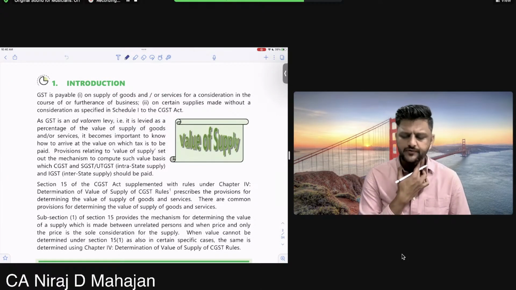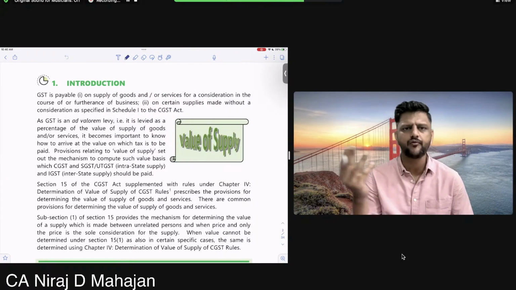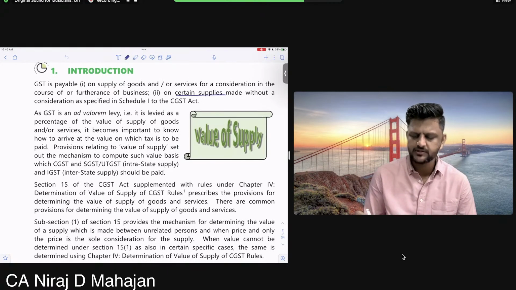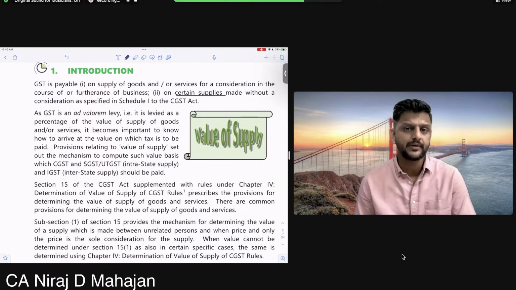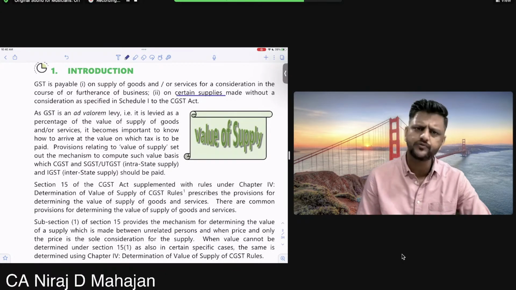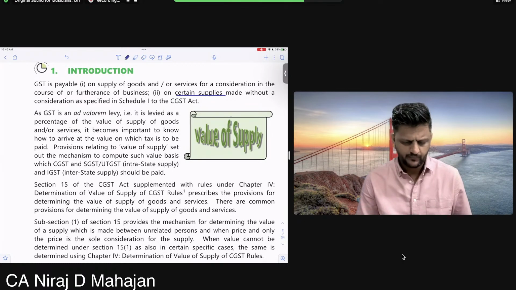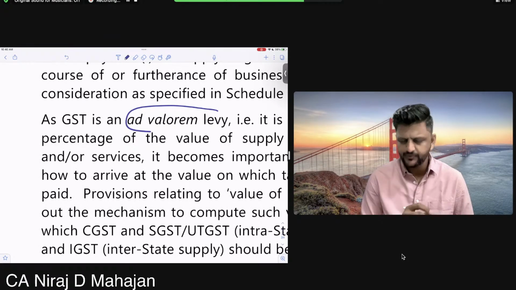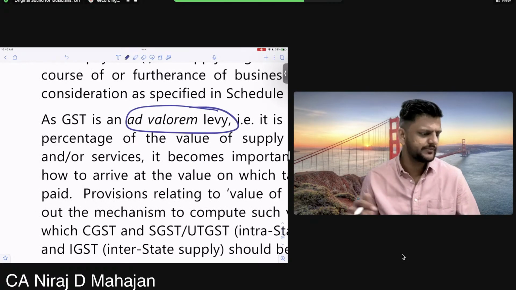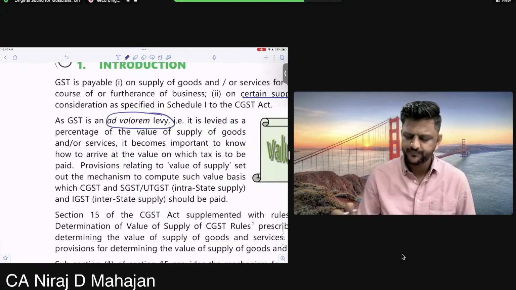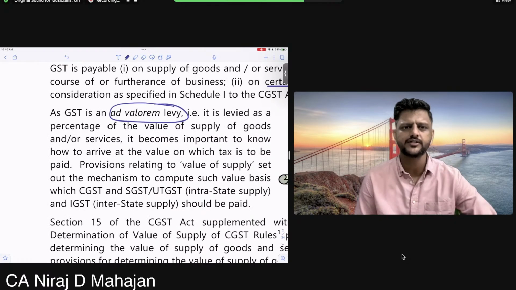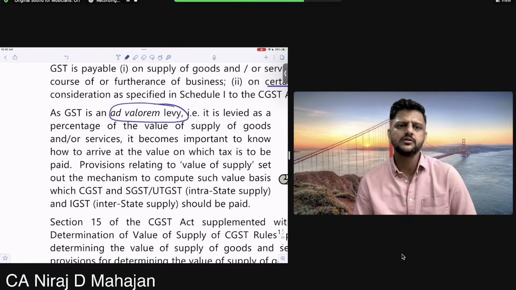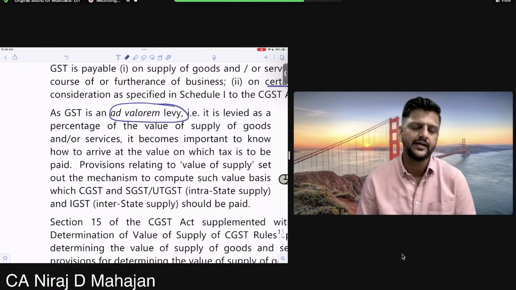So GST is payable on goods or services for a consideration in the course or furtherance of business. This we have already covered in the chapter of supply. Also, on certain supplies made without consideration, which is Schedule 1, we have covered that also. GST is an ad valorem duty, basically at a prescribed percentage. Ad valorem, bachcho, we had first seen in the chapter of charge in the Companies Act, when there was additional duty to be paid for delay in the registration of charge.